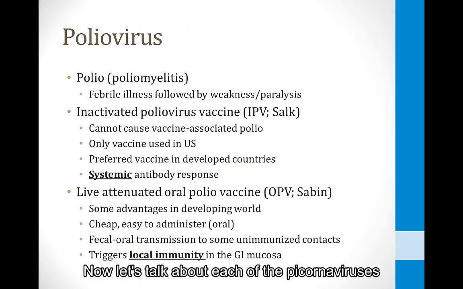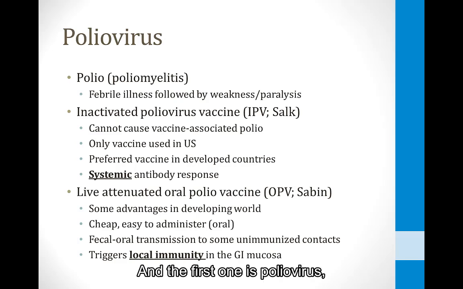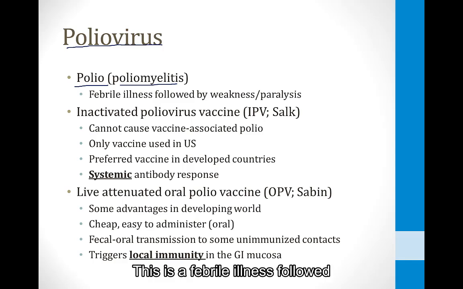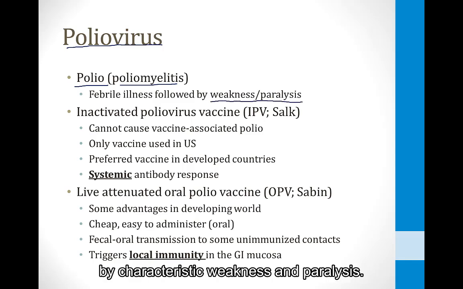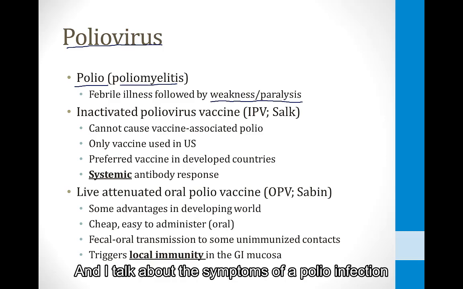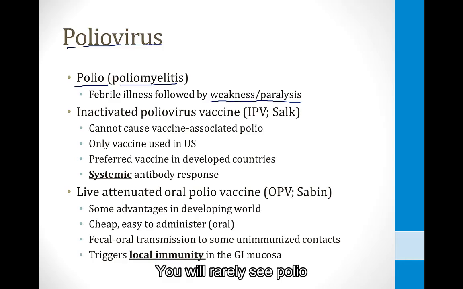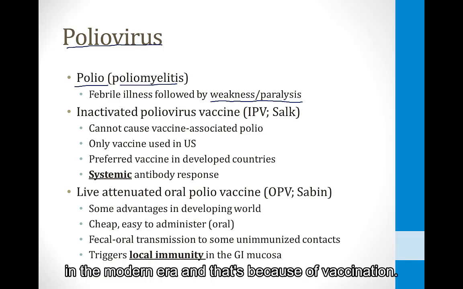Now let's talk about each of the picornaviruses in a little more detail, and the first one is poliovirus, and this is the virus that causes polio or poliomyelitis. This is a febrile illness followed by characteristic weakness and paralysis, and I talk about the symptoms of a polio infection in more detail in the neurology modules. You will rarely see polio in the modern era, and that's because of vaccination.